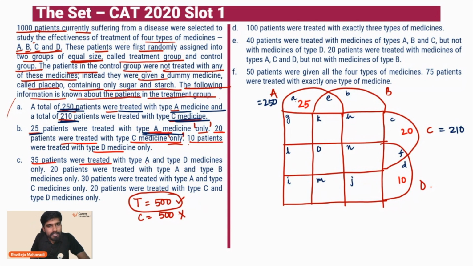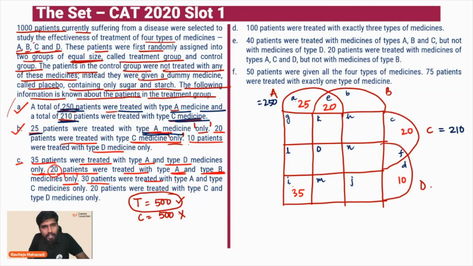35 patients were treated with type A and type D medicines only. The intersection of only A and D is I. So this is 35. I have completely used statement 1, completely used statement 2, and statement 3 up to this point. 20 patients were treated with type A and type B medicines only. The intersection of only A and B is area E. E corresponds to 20 patients.